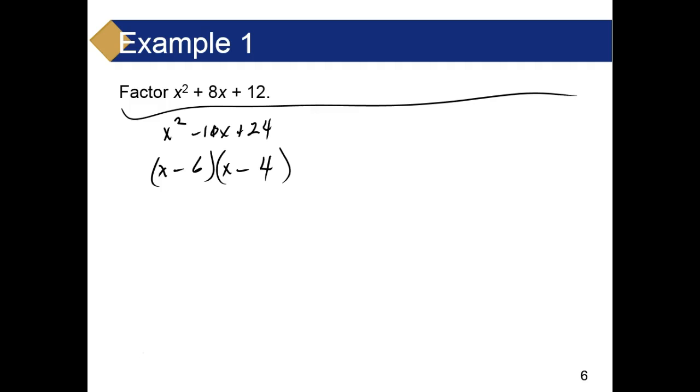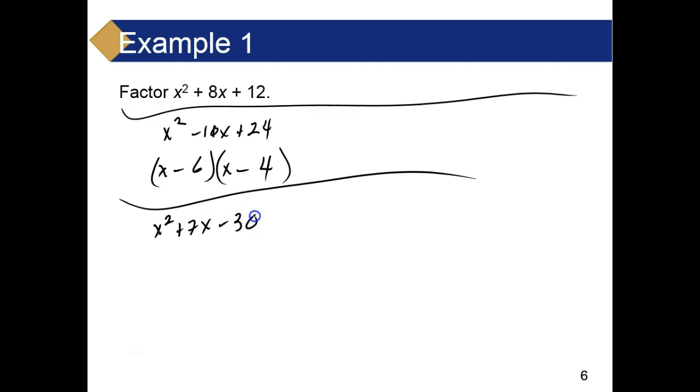They set up tables and do all this kind of stuff. If you like doing that, do it. Knock yourself out. Let's do the next one. I think we have room. X squared plus 7x minus 30.